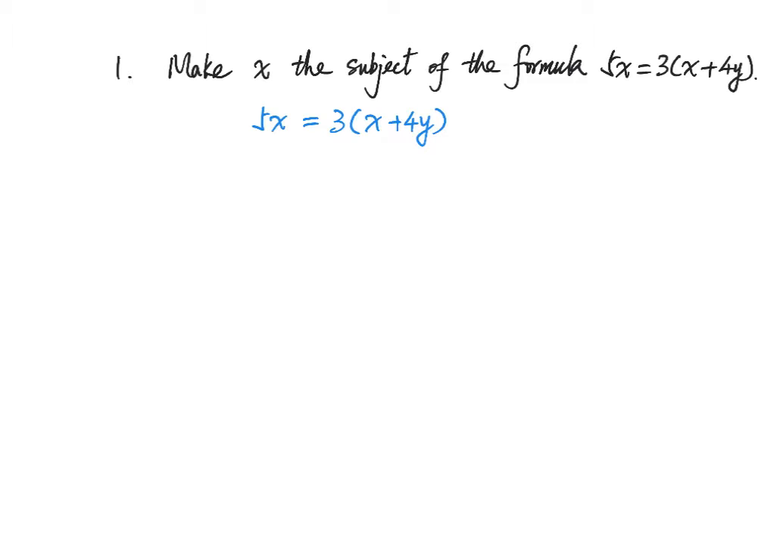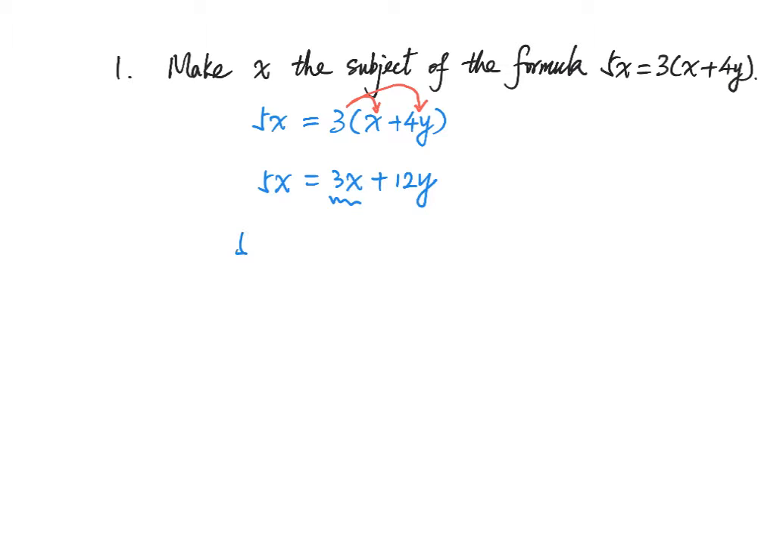First of all, we see that there's a bracket, so we need to expand it by rainbow method. So 3 times x, which is 3x, plus 3 times positive 4y, which is positive 12y. On the left hand side, which is 5x. Now we want to make x be the subject, so we need to group the terms including x together. So we need to move 3x to the left hand side.